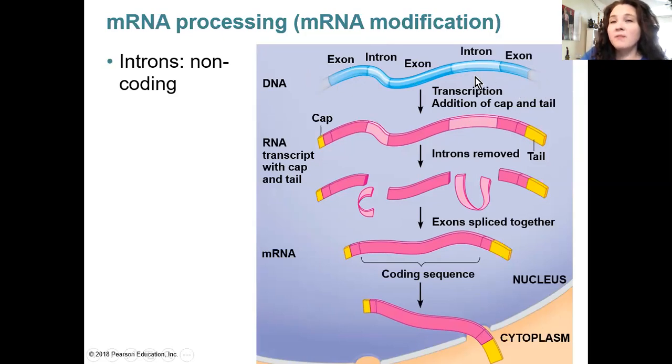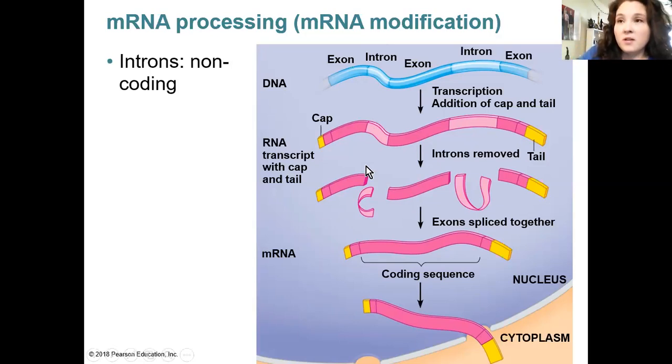But not all of that DNA is necessary for the melanin protein. There are parts of the message that aren't important to the final protein that we want, and those parts can be taken out. Those parts are called introns. They're called non-coding because they don't code for the final protein that we want at this point. You can see that the introns here are represented in a lighter pink color, and the other parts, the coding parts, are in dark pink.